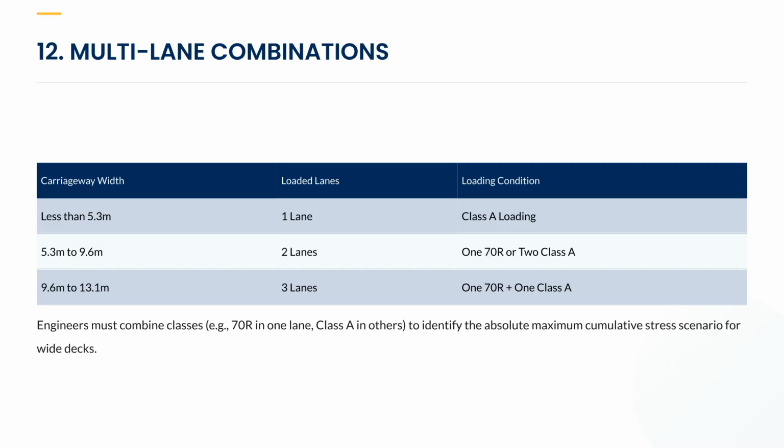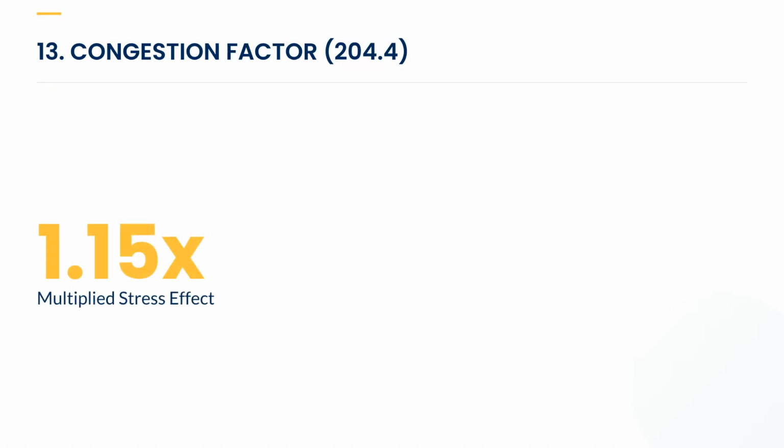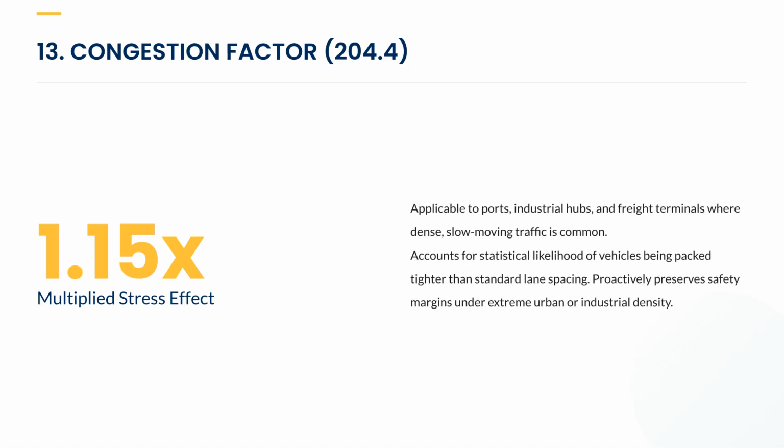Multi-lane combinations vary depending on carriageway width. For wide decks, engineers must combine classes to identify the maximum cumulative stress scenario, for example, 70R in one lane and Class A in others. The congestion factor, clause 204.4, applies a 1.15 times multiplied stress effect in locations like ports or industrial hubs where dense, slow-moving traffic is common. This preserves safety margins under extreme urban or industrial density.